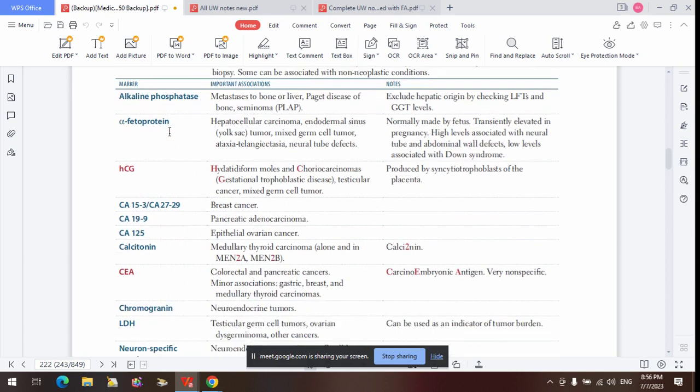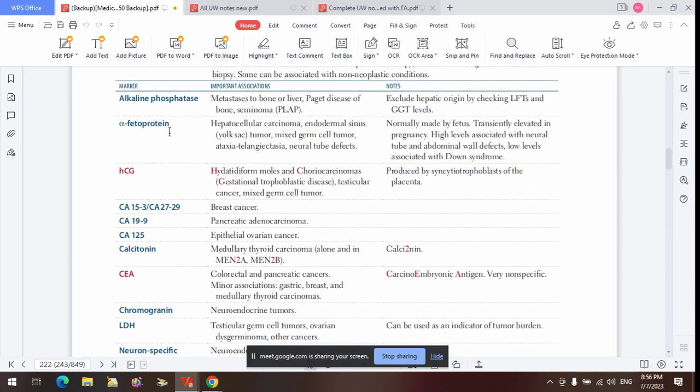So what are these markers? We'll talk about them one by one. The first one is alkaline phosphatase. Alkaline phosphatase is an enzyme that is elevated in 4 major structures: the liver, the bone, the placenta, and then the intestine. Let's ignore the intestine, it's not important for now. So the liver, the bone, the placenta, those three are very important. So we have a placenta form of the alkaline phosphatase, we have the bone form and the liver form.